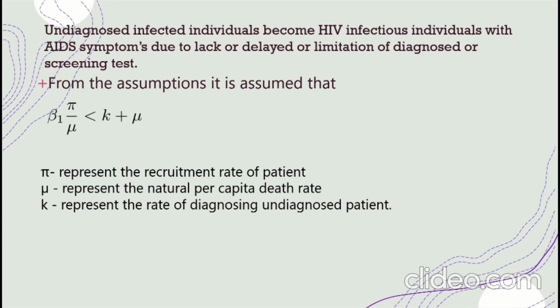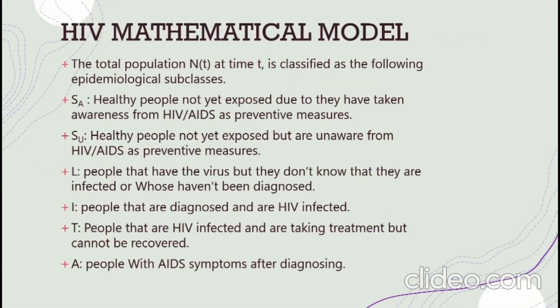From these assumptions, we come to the equation beta 1 pi by mu is less than k plus mu, where pi represents the recruitment rate of patients, mu represents the natural per capita death rate, and k represents the rate of diagnosing an undiagnosed patient.